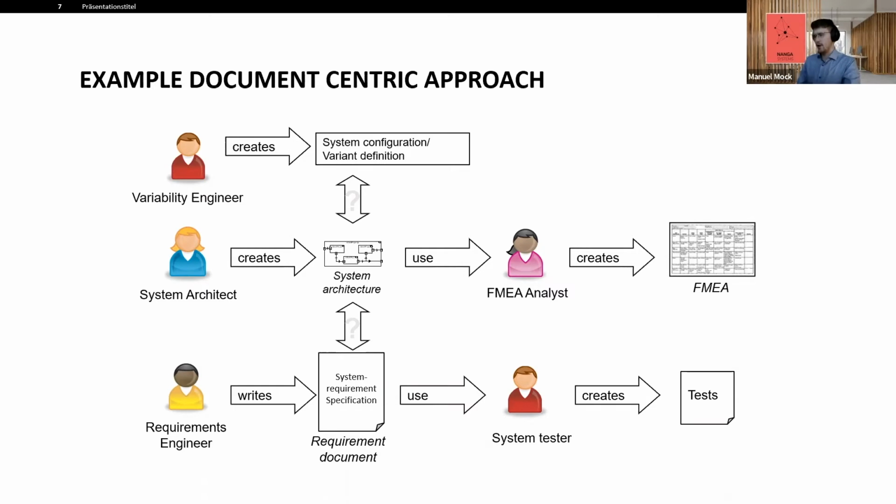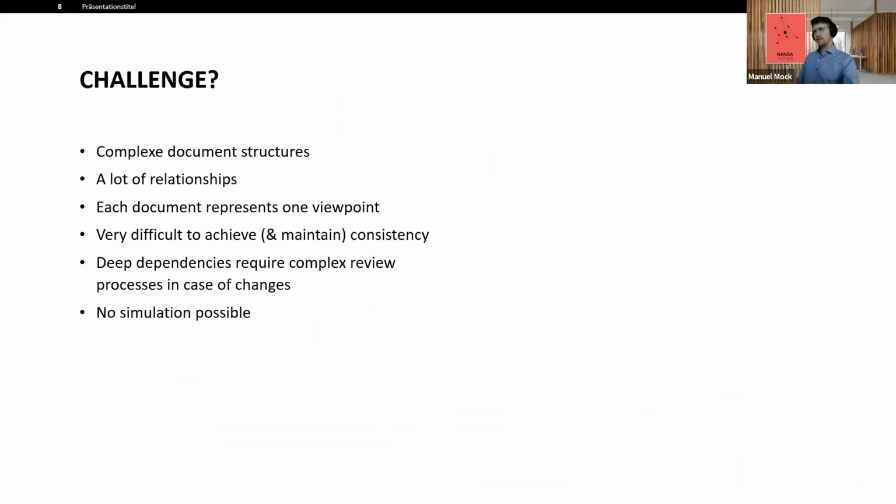All of the requirements and tests in this example are related together, and you have a lot of relationships between all the items in your documents. This leads to some challenges. I think it's very realistic: when you are developing, for example, a new automobile or a new car, then you have a lot of requirements in a document, and therefore very complex document structures.